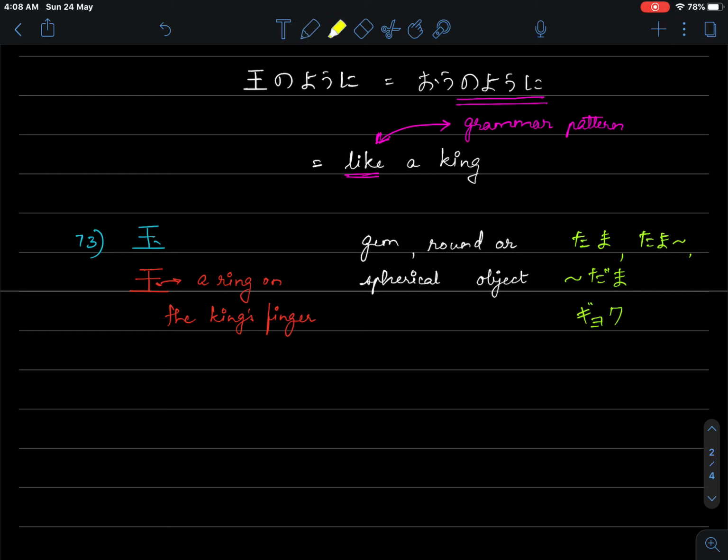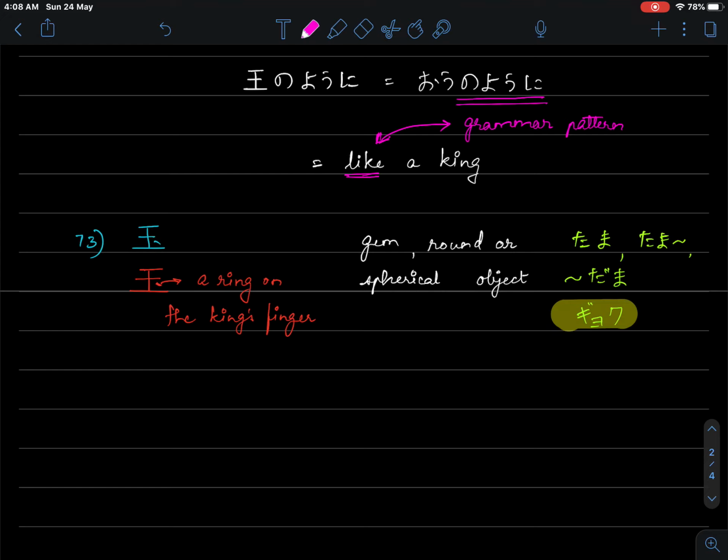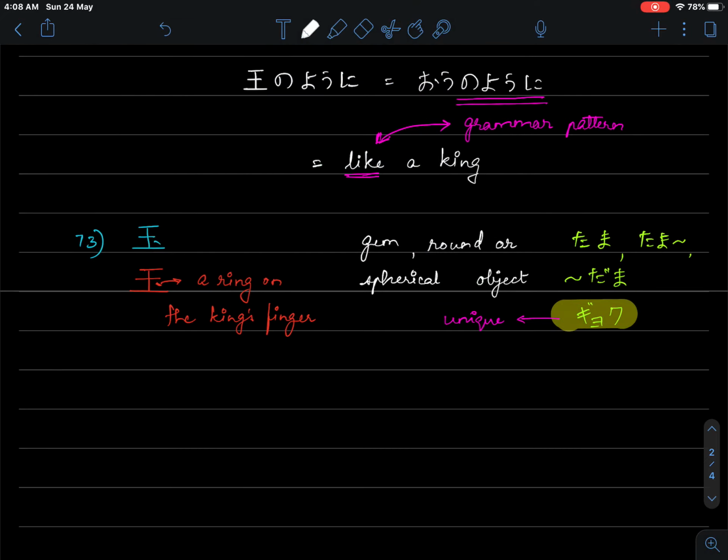One special thing that I'd like to mention here, this Gyoku is unique, which means you will not come across any other kanji over the course of this 2300 kanji marathon run which will have an onyomi of Gyoku. Okay, this is the only one. So let's have a look at some words now.